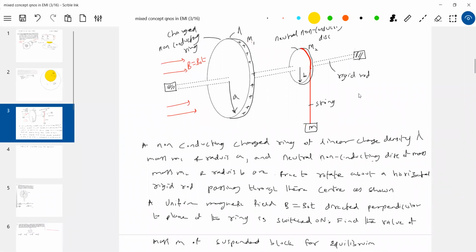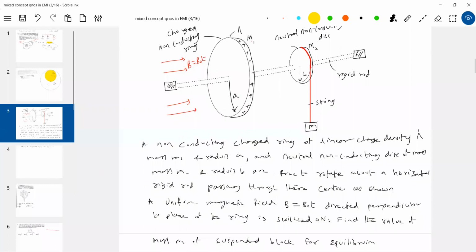A non-conducting charged ring of linear charge density lambda, mass m1 and radius a, and a neutral non-conducting disk of mass m2 and radius b are free to rotate about a horizontal rigid rod passing through their centers as shown. A uniform magnetic field B equal to B naught t, directed perpendicular to the plane of the ring, is switched on. Find the value of the mass m of the suspended block for equilibrium. Directly come to the ring; take help of only the ring.